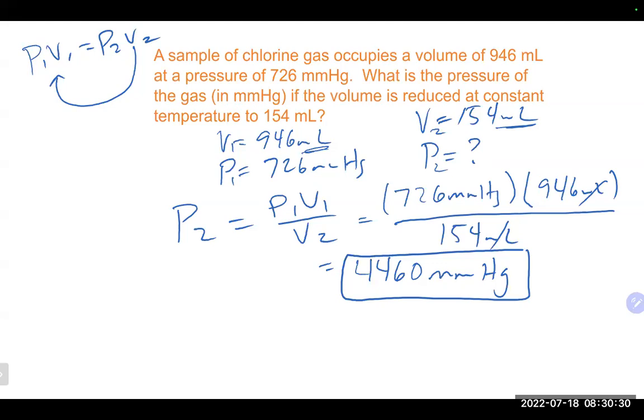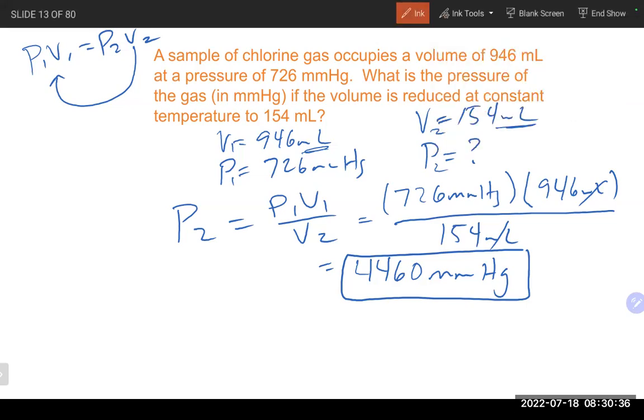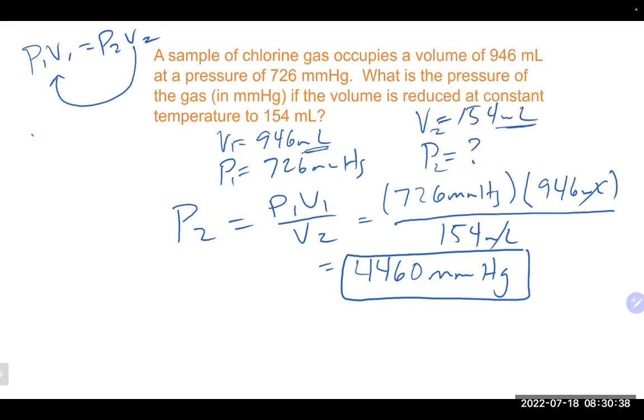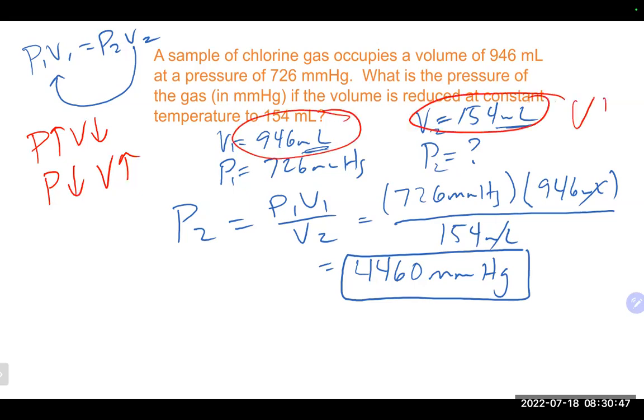First off, any questions on the calculation? A good thing to understand is the relationship we talked about, especially with Boyle's law: pressure goes up, volume goes down; pressure goes down, volume goes up. In this case, the volume went down, which means we should see the pressure go up. It started at 726 and ended at 4460, so it did go up, and that makes sense.